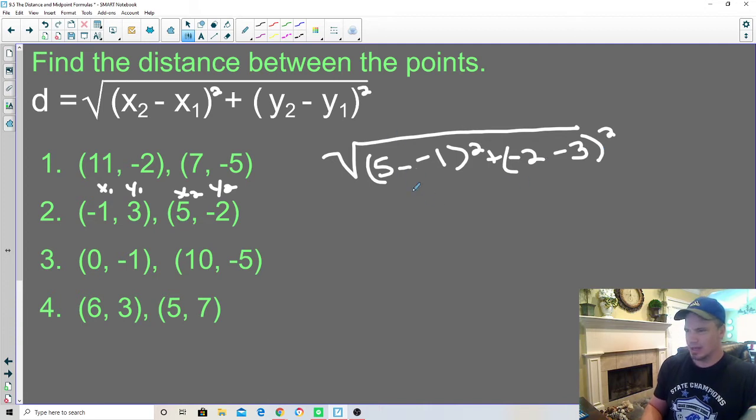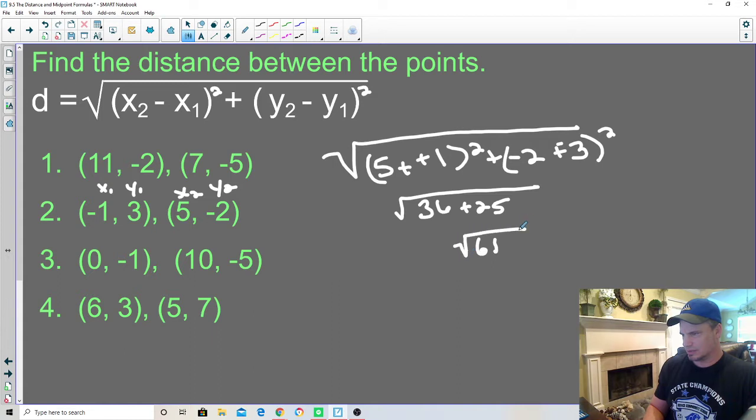Now, since you're adding, it doesn't matter if you put the y here and the x here. It really doesn't, and you're squaring them too. So we're going to add that. That's going to be 6 squared, which is 36. We're going to add that because it's a same sign sum. That's 25. And when I add those together, I get 61. Square root of 61.